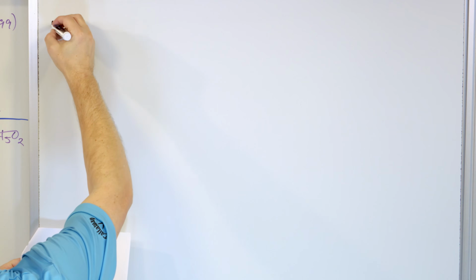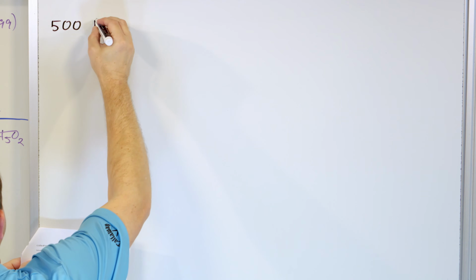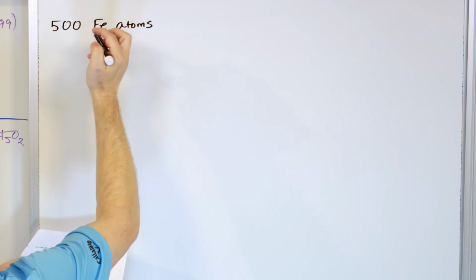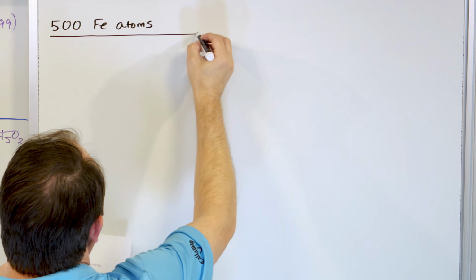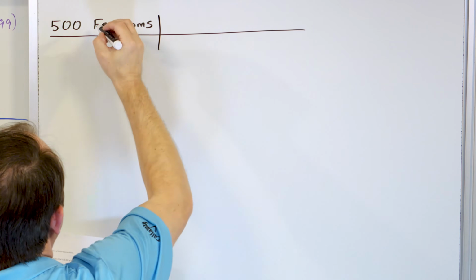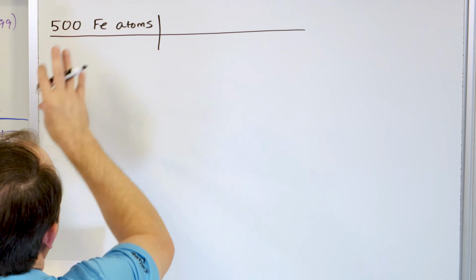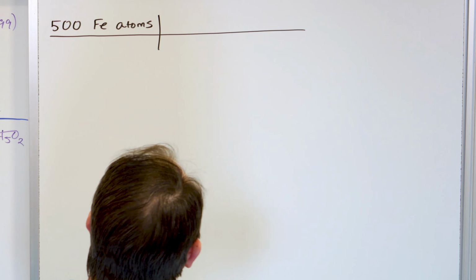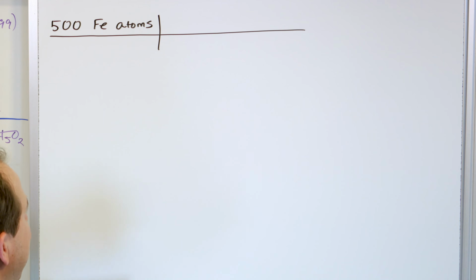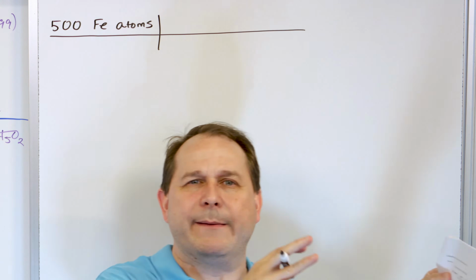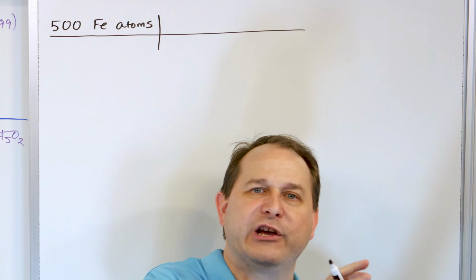So I write down exactly 500 Fe atoms. Or you could write it as atoms of Fe. I mean, it doesn't matter. But you want to write down that it's atoms, and you want to write down that it's iron. Iron is Fe. You want to figure out what the mass of this is. So you want grams, but you're starting with atoms. So how do I start to convert and get a little closer from atoms to grams? Now, there's no direct bridge that goes between the two.